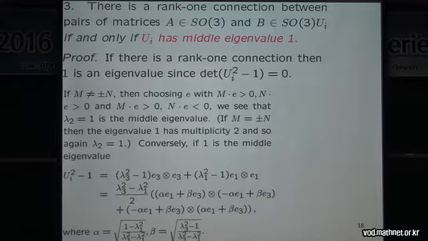If 1 is the middle eigenvalue, then you can write U_i squared minus the identity in terms of the spectral decomposition, so the e2 tensor e2 term will cancel because 1 is the eigenvalue, and then you can rewrite this in the theorem, thereby saying that you have a rank 1 connection.